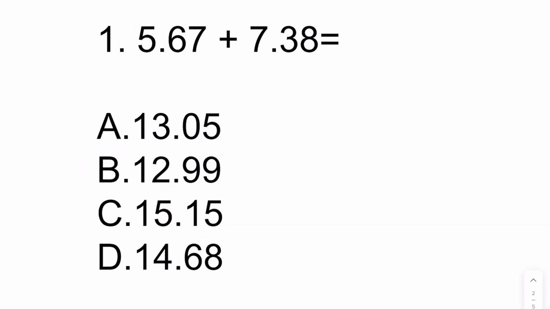So for question number one, you have to add 5.67 plus 7.38. When you add decimals, the most important thing to do is to line up the decimal points. When you do that, you are essentially putting the place values together and aligned.